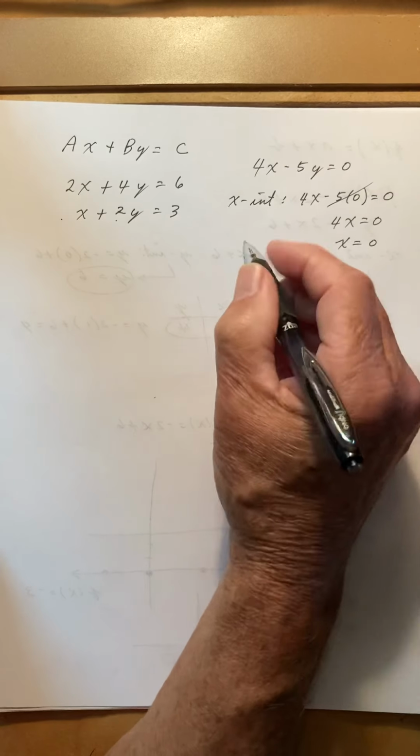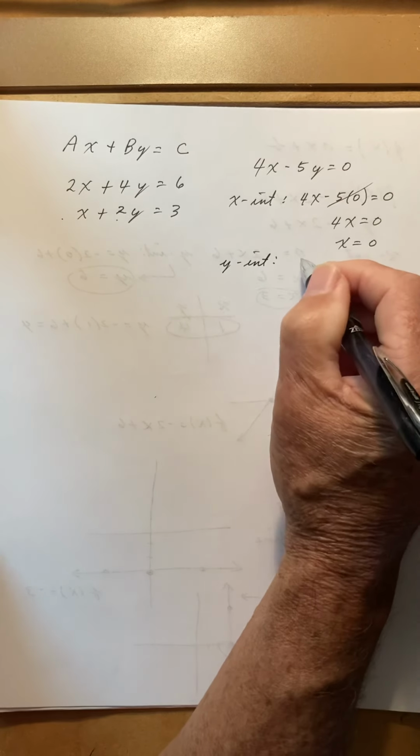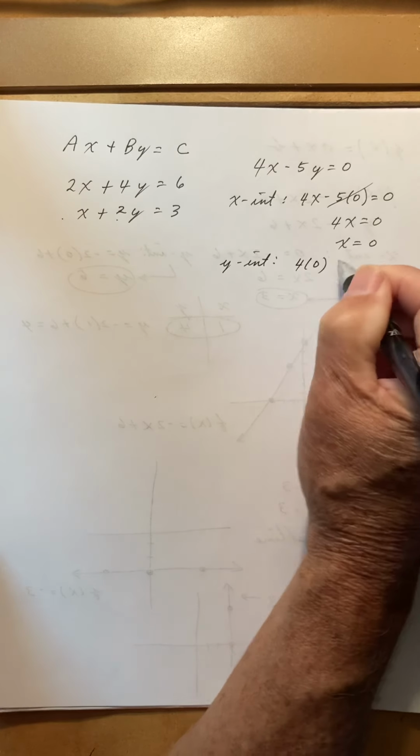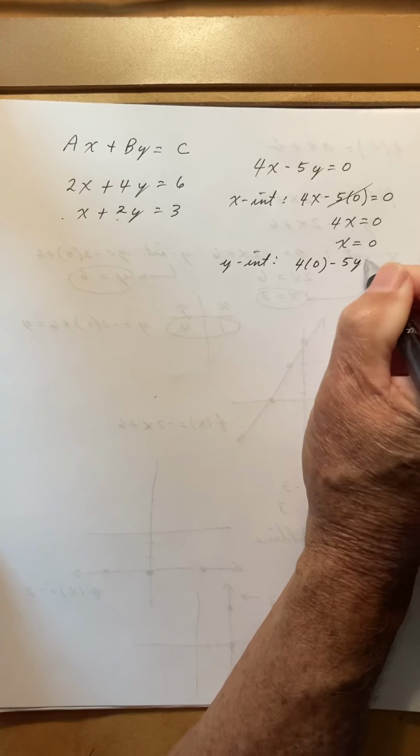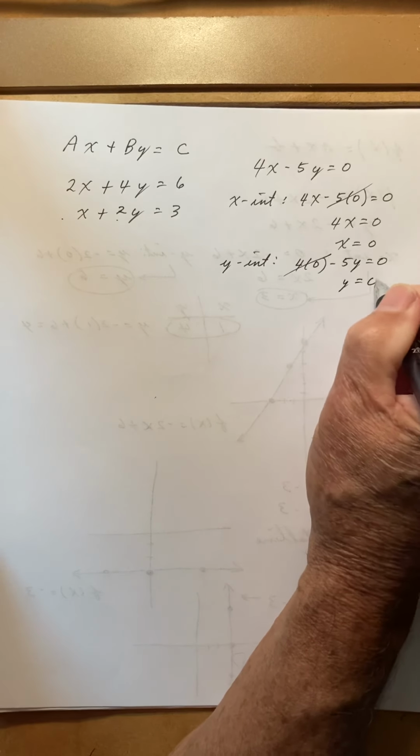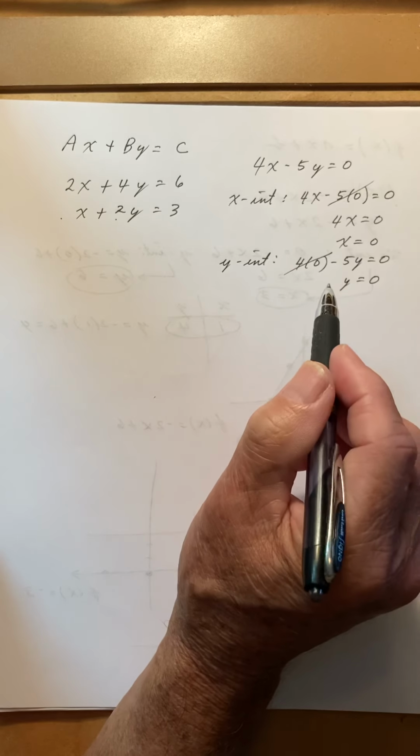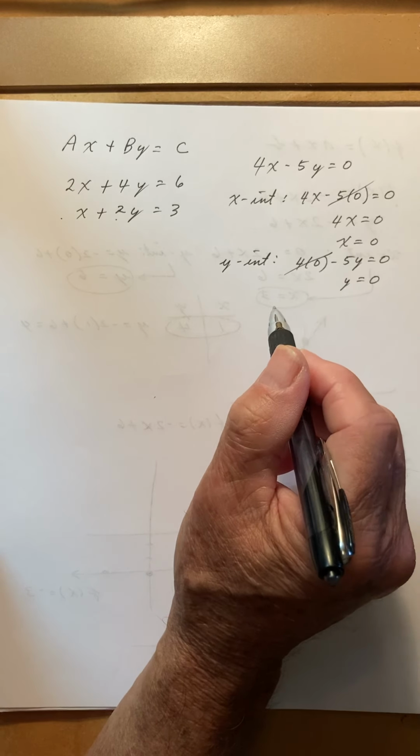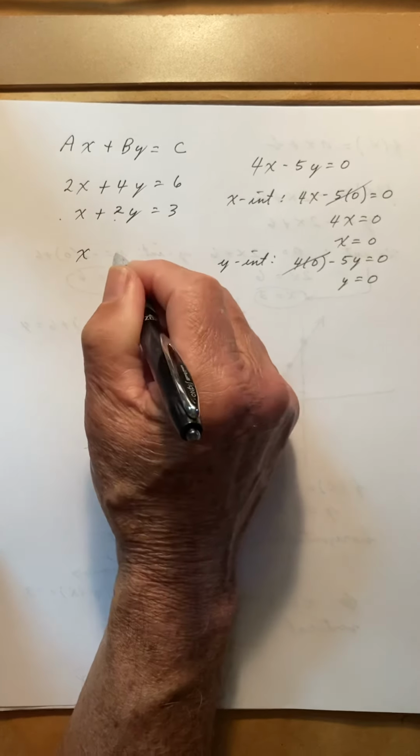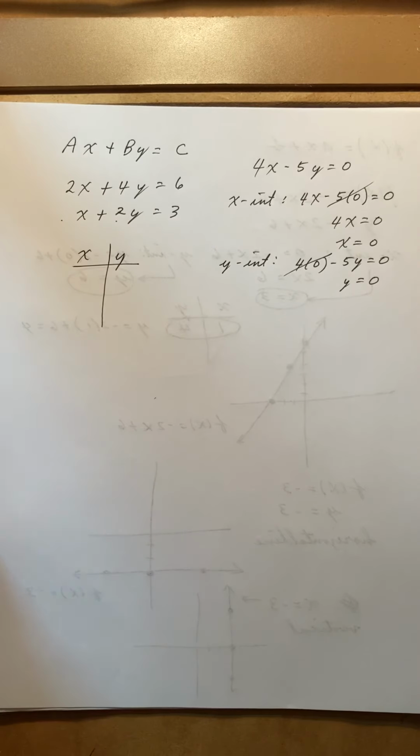And if we do the y-intercept, put 0 in for x, that'll be 4 times 0 minus 5y equals 0. This would cross off and we'd get y equals 0. So we actually end up with only one point, the 0, 0. So for our xy table, this time we really need to choose 2 points instead of 1.